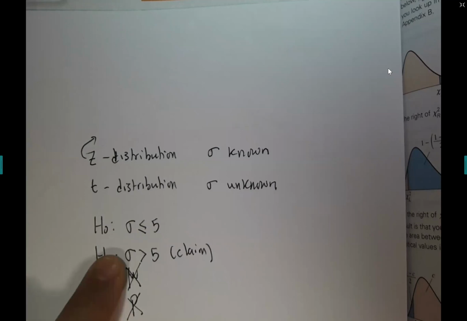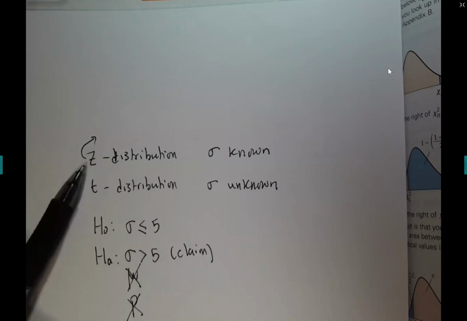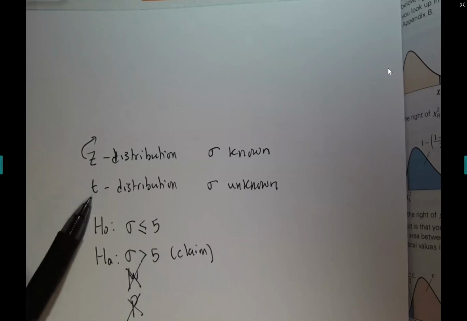But what about if the claim is about testing the variation, the standard deviation? The standard deviation is a measure of variation. How much does data spread out from the mean? If someone asking me to test the claim that the standard deviation is more than 5, how do I do that? The Z test will not work. The T test will not work. So there must be a different test for this.